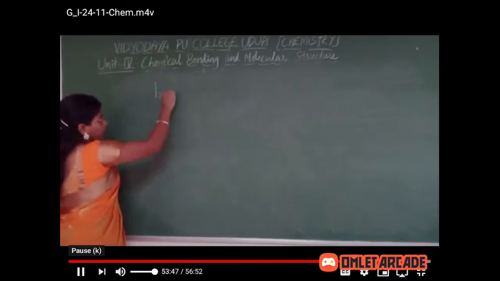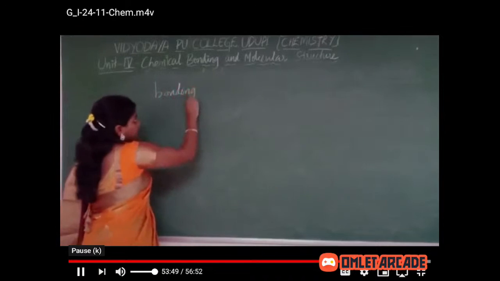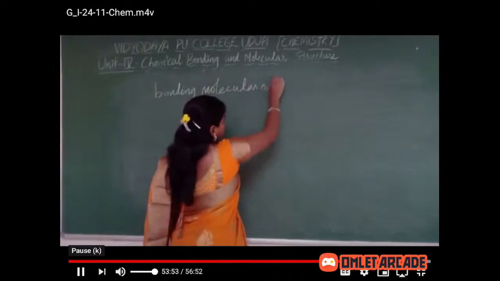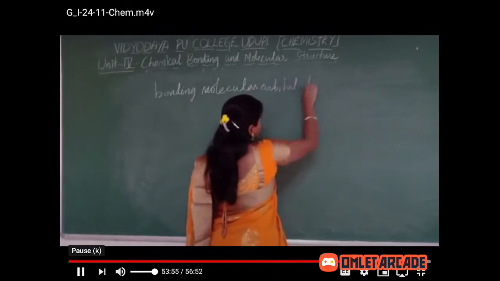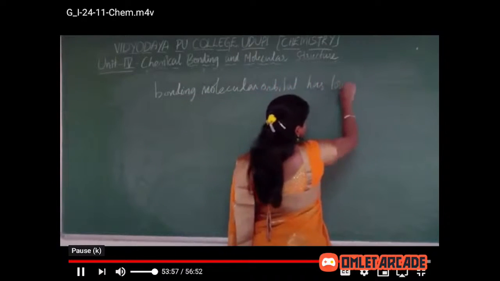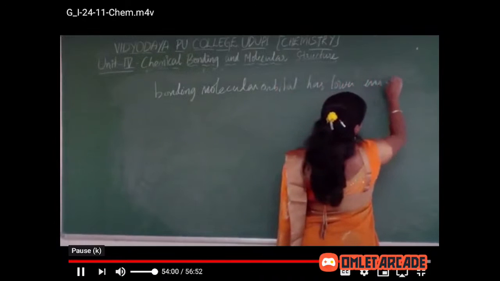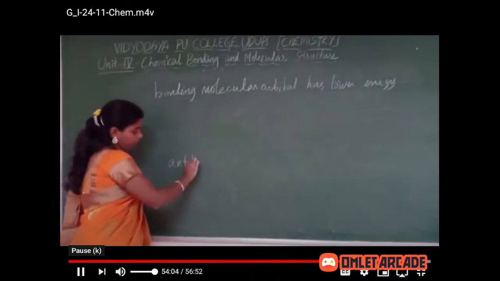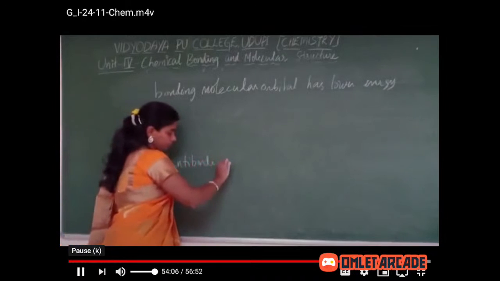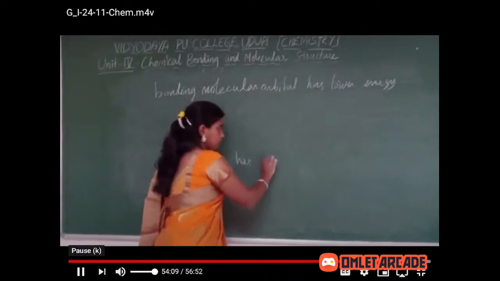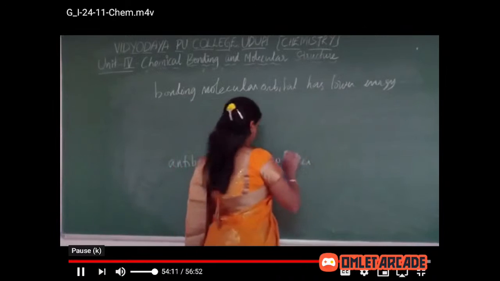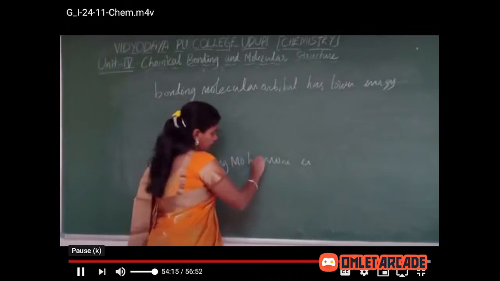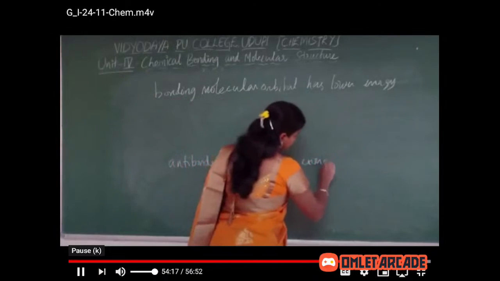So here, the bonding molecular orbital has lower energy, whereas the antibonding molecular orbital has more energy. Antibonding molecular orbital has more energy.